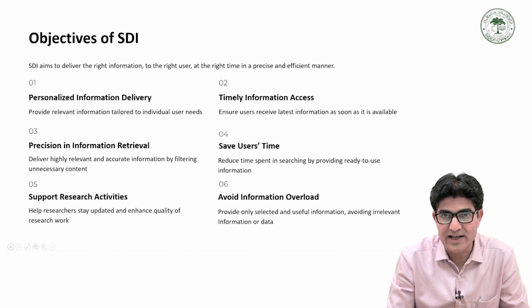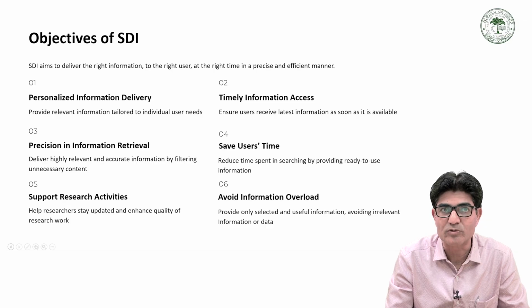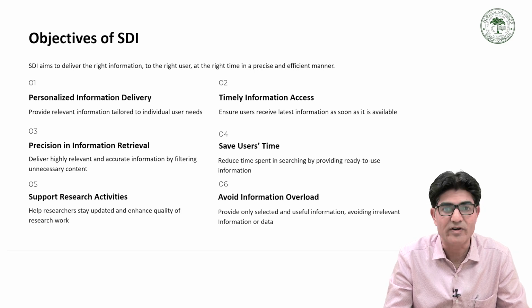Ultimately, the purpose of SDI is to support research activities. And research activities can be supported by providing relevant information, compiling the documentation list and then delivering it to the users. So it helps researchers stay updated and enhance the quality of research work. Not only this, the duplication of research can also be avoided. And it also supports reducing the information overload by providing only selected and useful information to the users, and the user may feel free and not overburdened. So this is also one of the objectives of the selective dissemination of information.